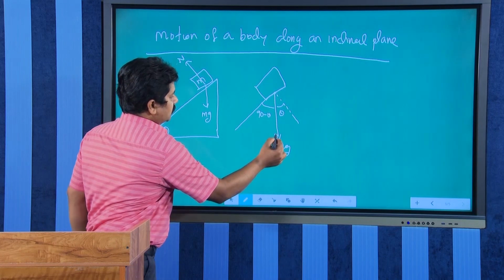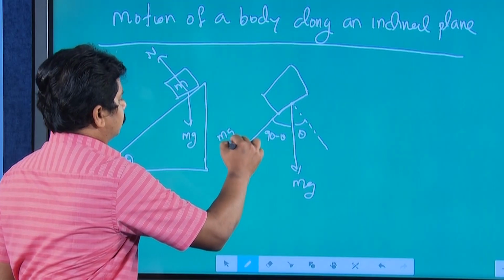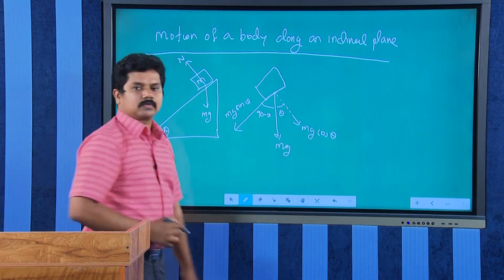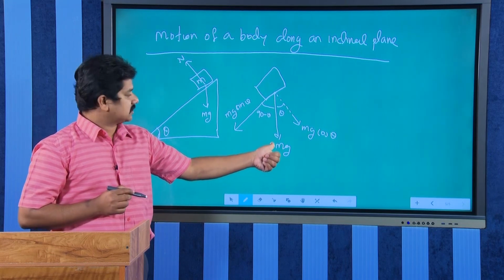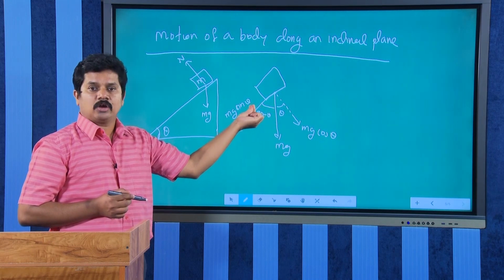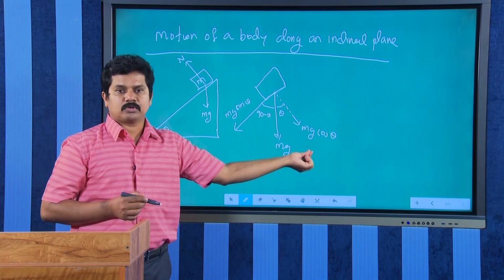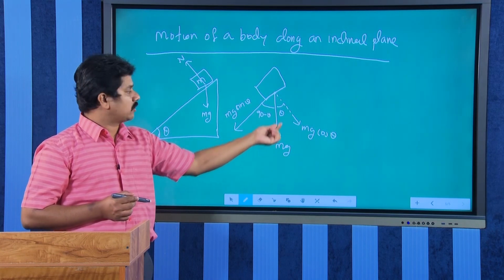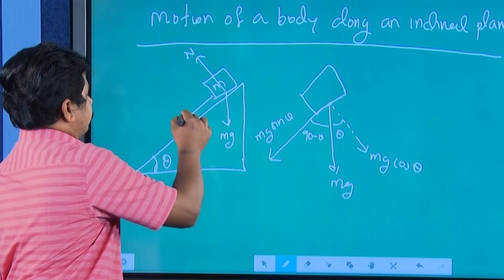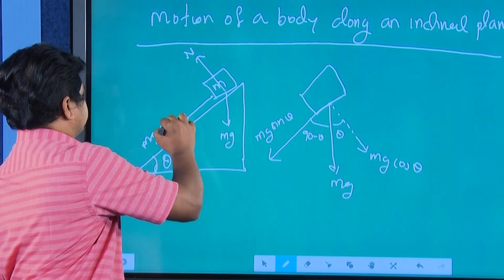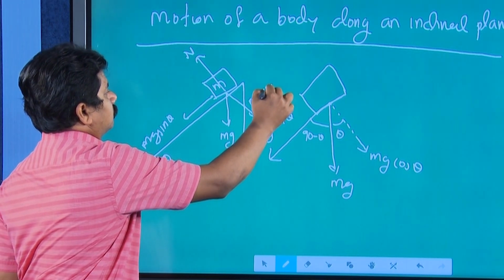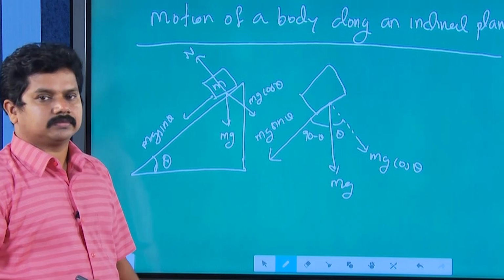Okay. Now, we can resolve this mg into mg sin theta and mg cos theta. Okay. So, we have resolved this vertically downward force mg into a component along the motion, a component perpendicular to the motion, or a component along the plane and a component perpendicular to the plane. Okay. That is, we have mg sin theta and mg cos theta. Okay.